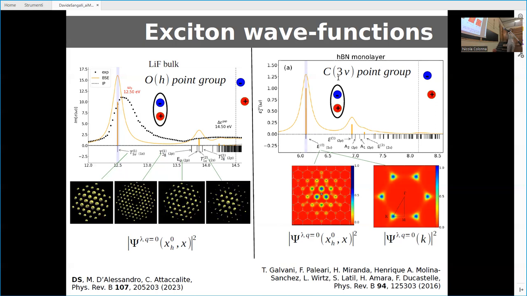So this is for lithium fluoride, and this, for example, is for monolayer hBN, where again you have the wave function in real space, and then you can also analyze the wave function in reciprocal space. And here you see that, for example, the first exciton is pretty much localized at the K point, the edges of the Brillouin zone of hBN.